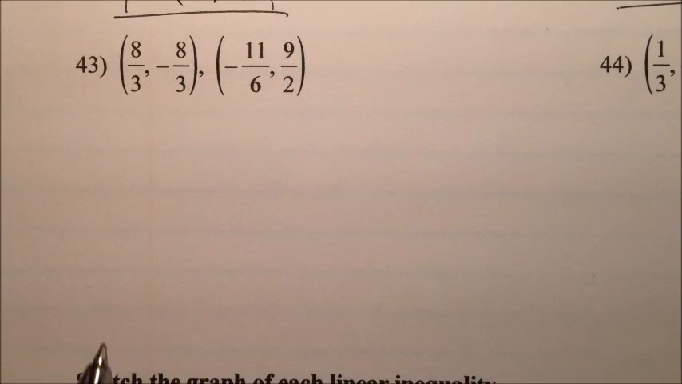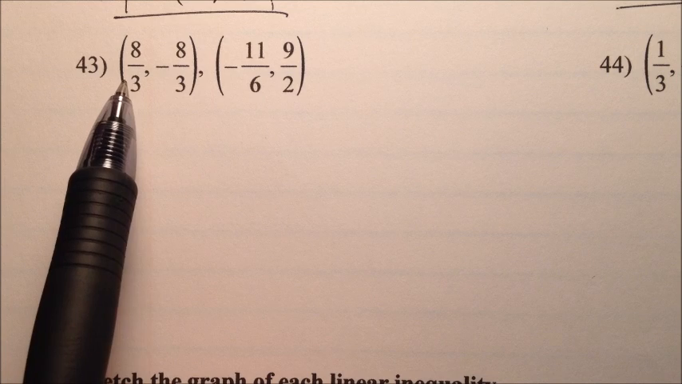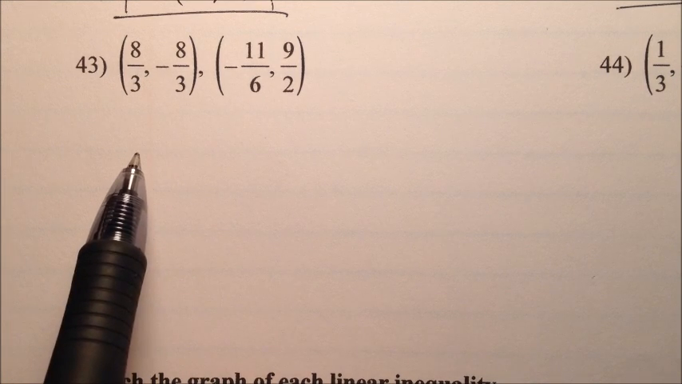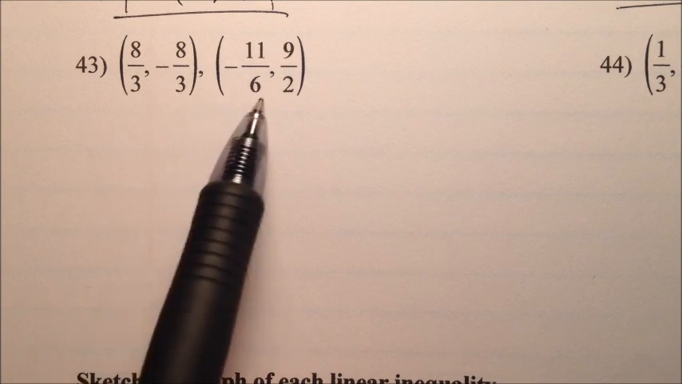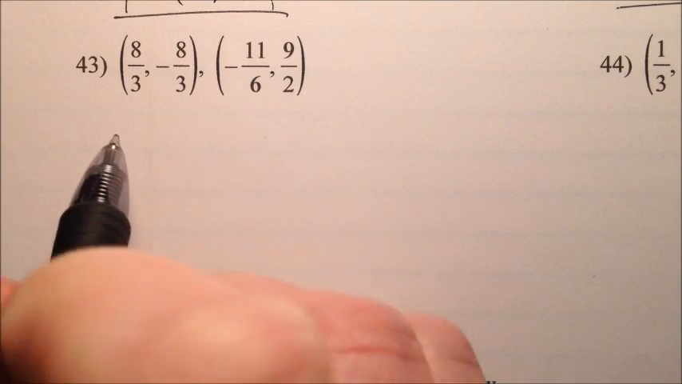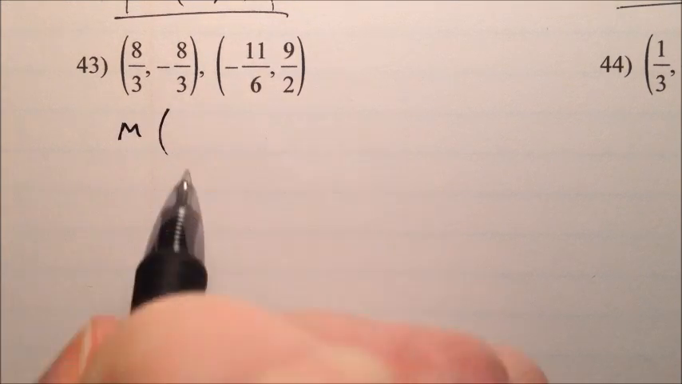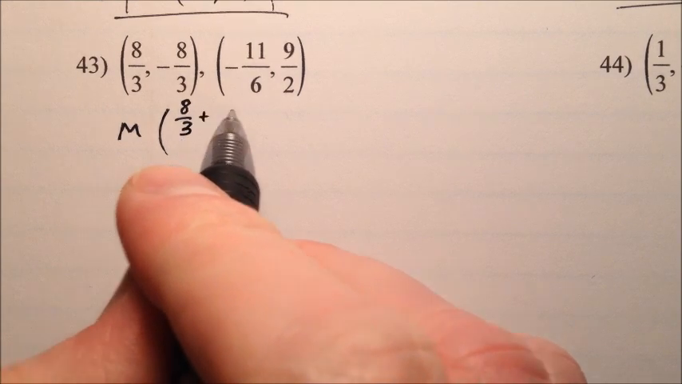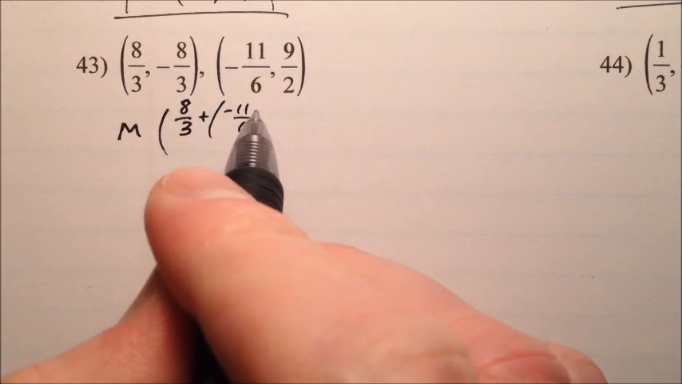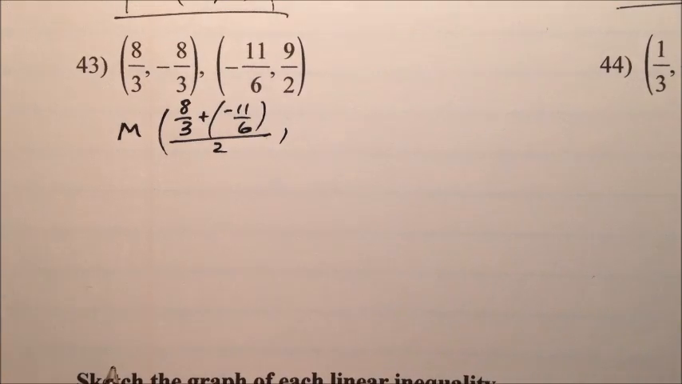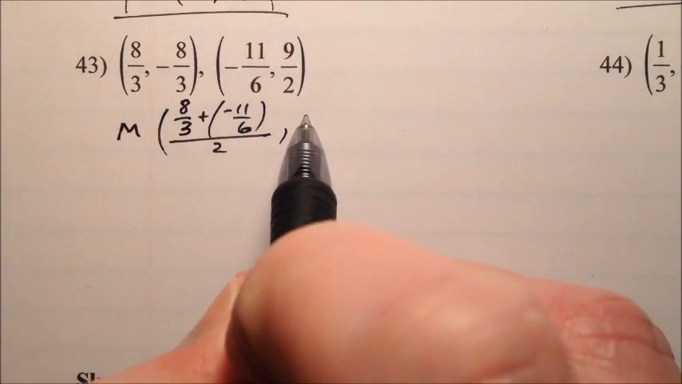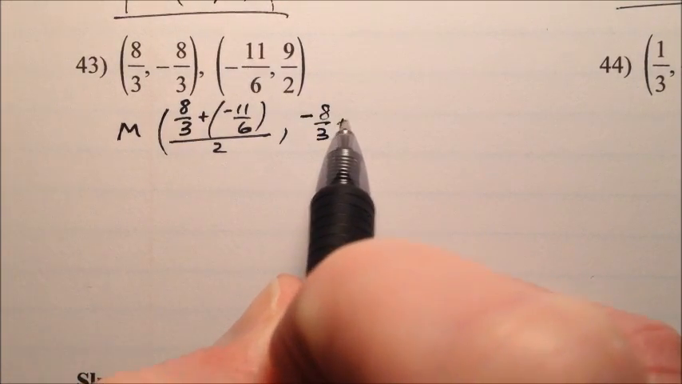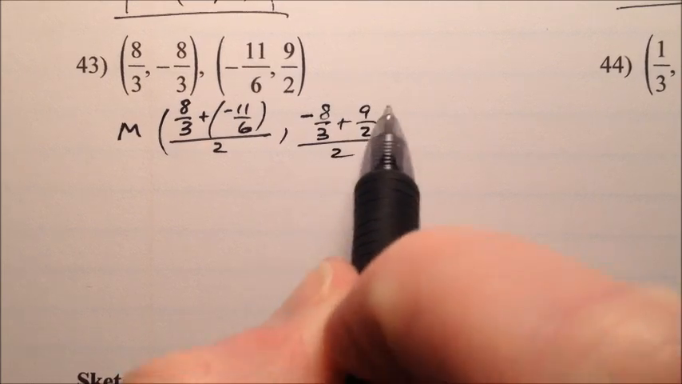In number 43, it appears that our endpoints have fractions for their coordinates, so this one might be a little more difficult because we might have to get common denominators, but no big thing. So our midpoint will be, add up our x's, which is 8 thirds plus a negative 11 sixths. We're going to cut that in half. And then add up our y's, negative 8 thirds plus 9 halves, and cut that in half.